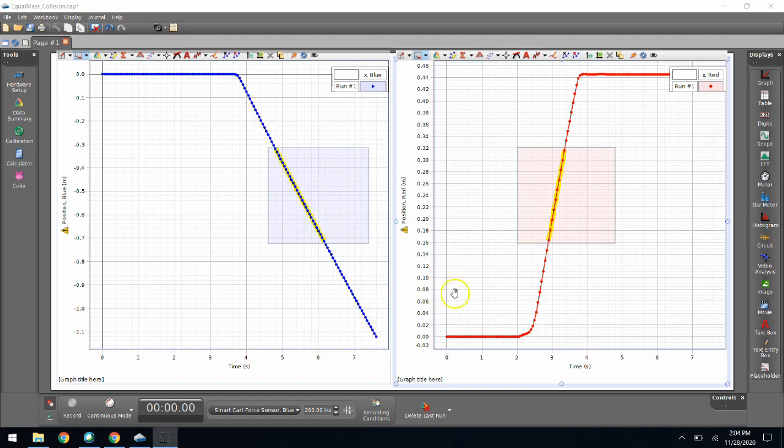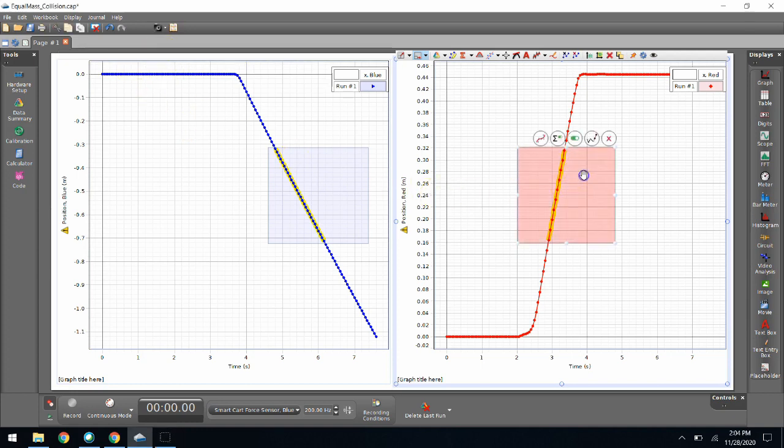If you look at the red one, it starts at 0, and then it starts moving at about 2 seconds. So this is me pushing the red cart, and it moves at a constant speed for a little bit. And then just before 4 seconds, the position becomes constant, meaning it's at rest. So here's where its velocity becomes 0. You'll notice that the time where the red cart stops is the same time that the blue cart starts moving. So before the collision, the blue cart was at rest, and the red cart had a velocity of, let's go ahead and get that.